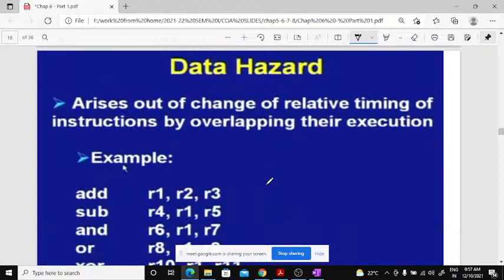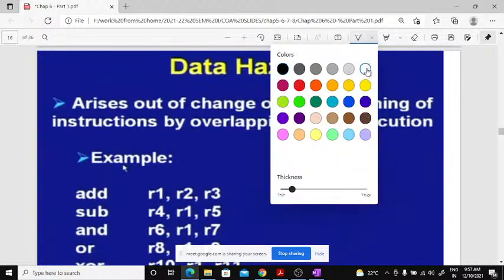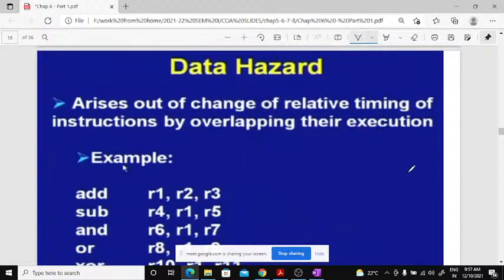Like the data hazard. It is due to the non-availability of data. This data hazard arises out of the change of relative timing of instructions by overlapping their execution.